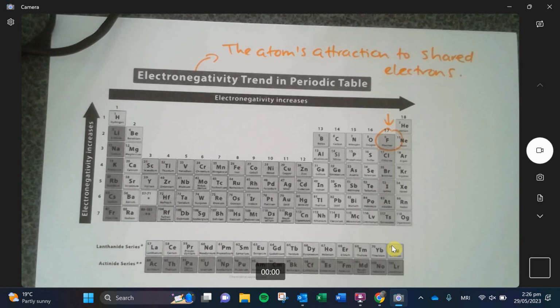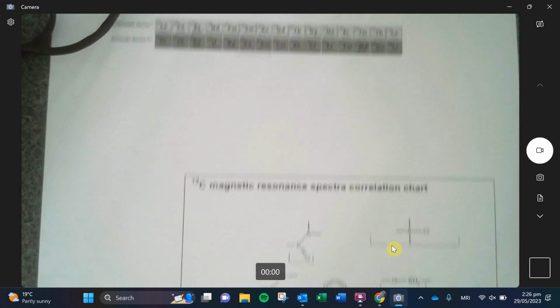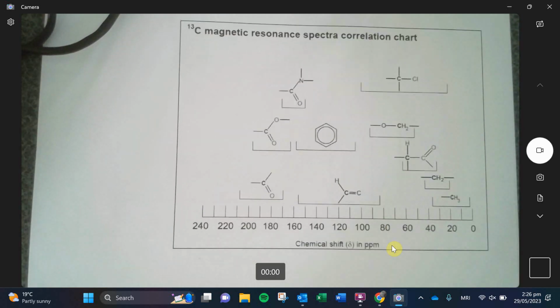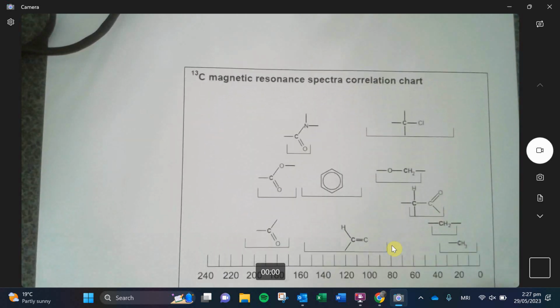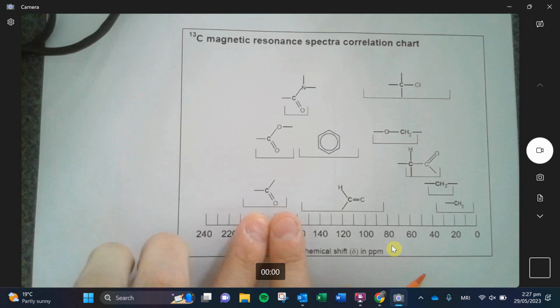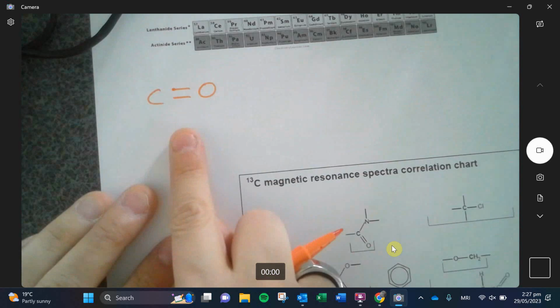Yes, no? Okay. So that's what we're thinking about trend-wise. Now, what happens with the CMMR is that if the carbon is attached to something electronegative, it's going to pull those electrons further away from the carbon, exposing its nucleus. So let's say, for example, I have this carbon that's double bonded to the carbonyl. So this carbon is a carbonyl, so it's attached to an oxygen. So I'd have C double bond O for my example.